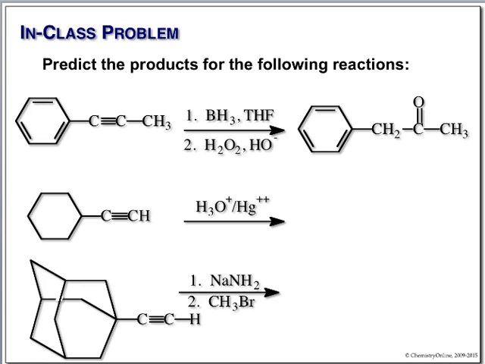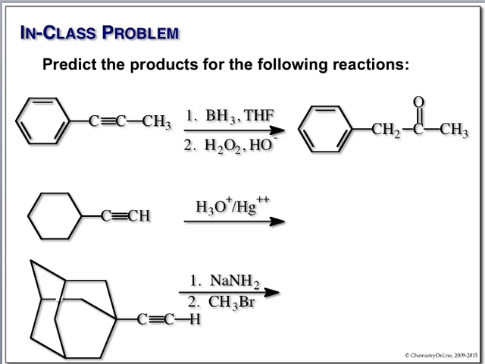So it's anti-Markovnikov enol. Our next one here is simple hydration. We have acid, we have mercury. Once again, we are going to form an enol intermediate. With hydration, we get Markovnikov regiochemistry, right? So that means the oxygen is going to go to the carbon that gives the most stable carbocation. We have secondary, we have primary. The oxygen will go to the secondary carbon.